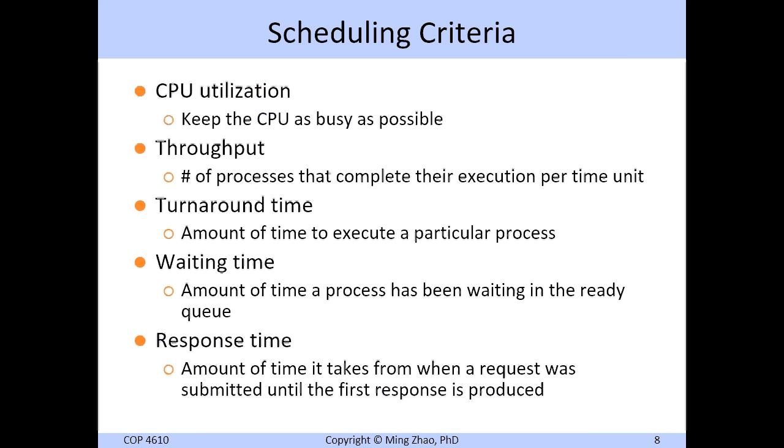The next one, closely related to turnaround time, is waiting time. Waiting time means the amount of time a process has been waiting on the ready queue. It captures only the time the process spends on the ready queue, so you can imagine that the waiting time is only a portion of the turnaround time. Turnaround time is end-to-end time, starting from the beginning of the process to the end of the process, while waiting time is only when the process is waiting on the ready queue. During the life cycle, the process may be placed on the ready queue multiple times.